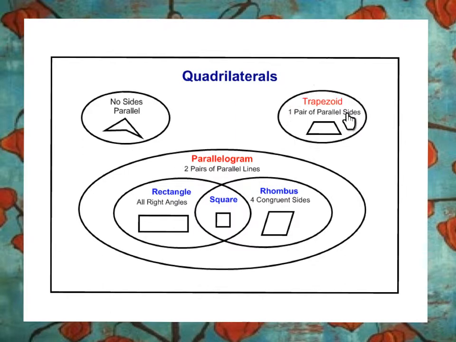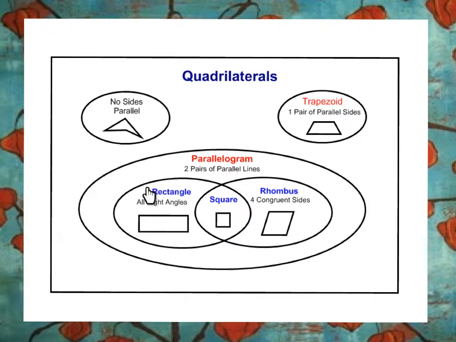You can also have a quadrilateral that's a trapezoid. Remember, a trapezoid has 1 pair of parallel sides. And here's an example here. Now, you can also have quadrilaterals that are parallelograms. And parallelograms have at least 2 pairs of parallel lines.